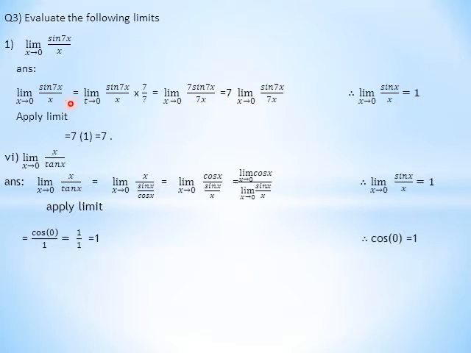Okay, now look at this, sin 7x upon x, what is missing? Yes, 7 is missing. So I'm just multiplying by 7 and dividing by 7 for balancing. So 7 sin 7x is here and 7x is here. So 7 is the coefficient, it will go outside of the operator, like this, and limit x tends to 0, sin 7x upon 7x. So sin box upon box is equal to 1, and 1 times 7 is 7. So the limit of this function is 7.